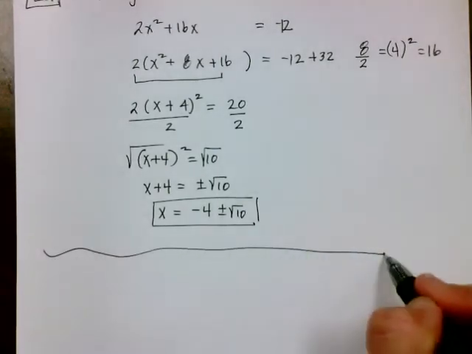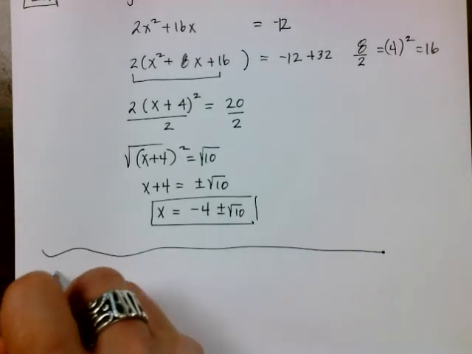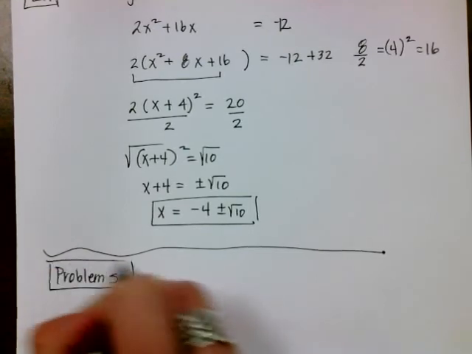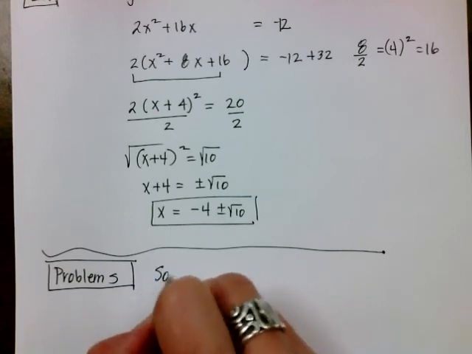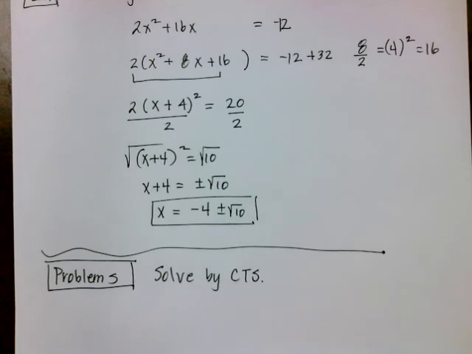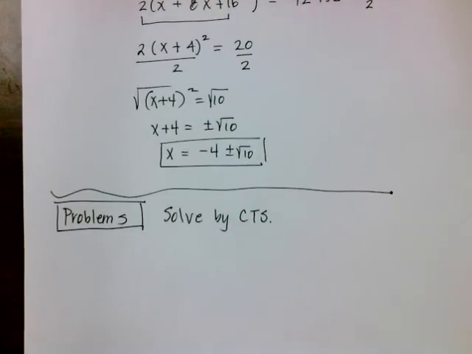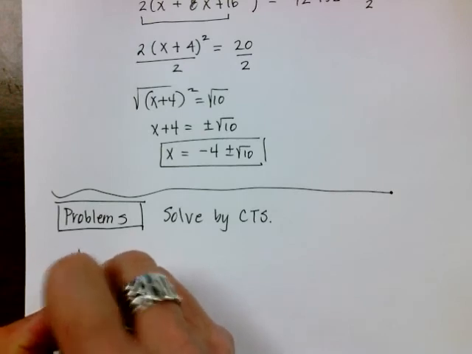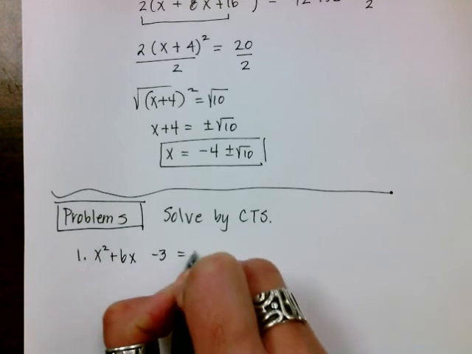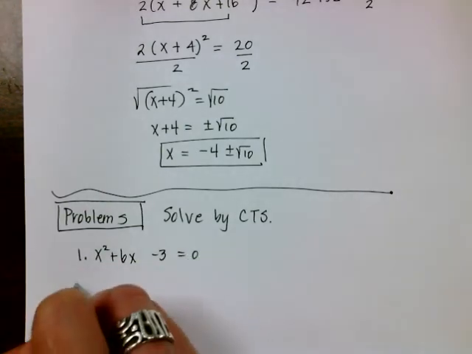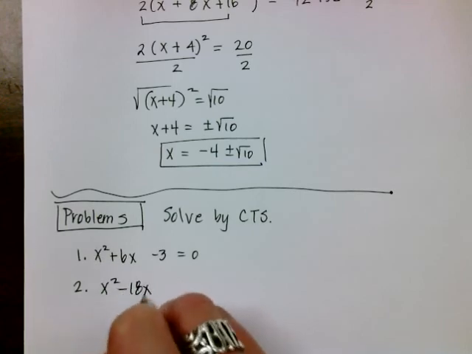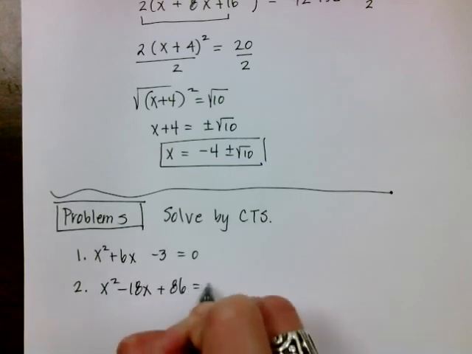All right, so now your learning is over, and I'm going to give you some problems so you can practice your new skills. So here are your problems. All of them say to solve by completing the square, and I would recommend that you have the steps right beside you as you try to work through these problems. The first one is x squared plus 6x minus 3 is equal to 0. Problem number 2, x squared minus 18x plus 86 is equal to 0.